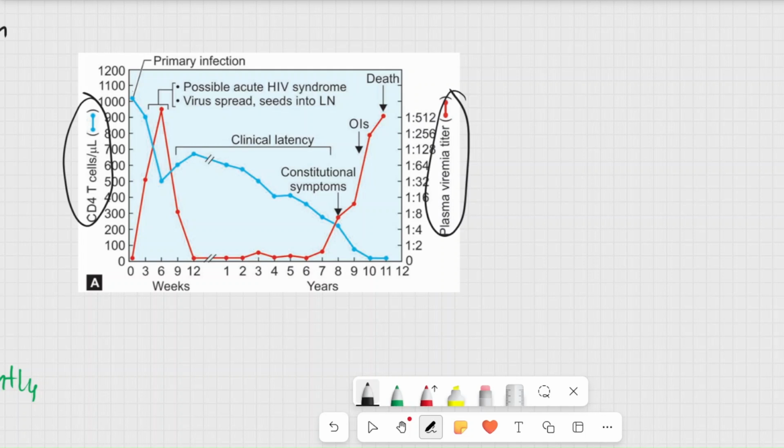Okay, and it is shown by the red line in the graph. And below over here we have the timeline. Okay, below here we have the timeline. So let's understand what are the changes that are taking place in the first stage.